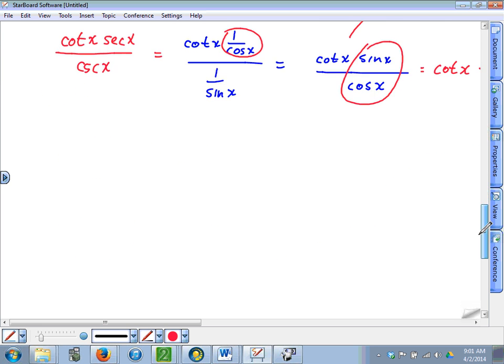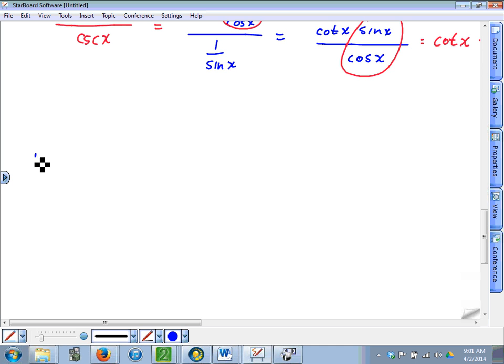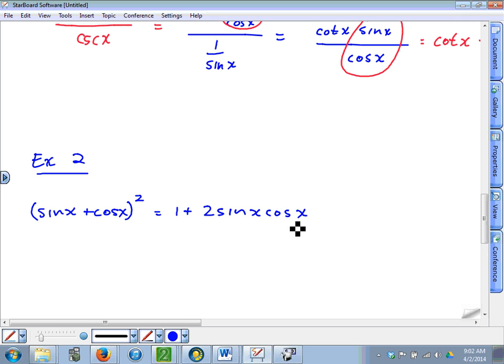Yes. Let's try another one. These will just get progressively more sophisticated. Example 2. That's another way to say harder. Possibly. Life will never be easy. Sine of x plus cosine of x, in parentheses, to the second power, is equal to 1 plus 2 sine of x cosine of x.